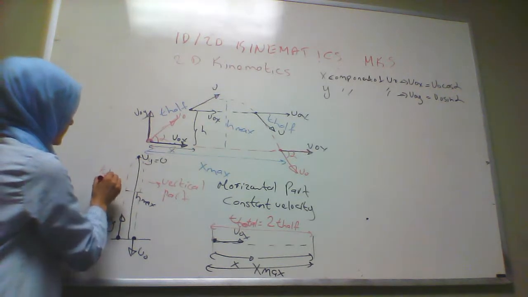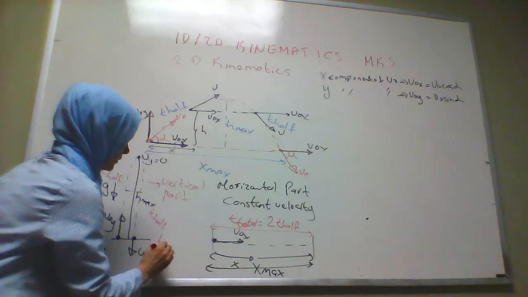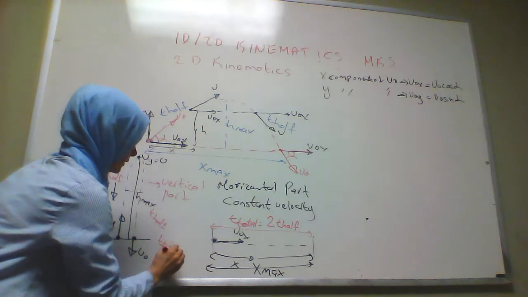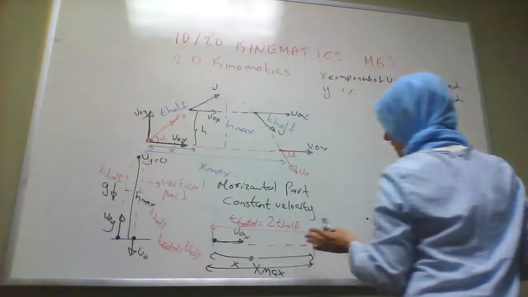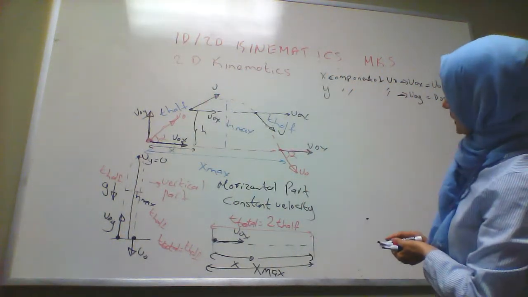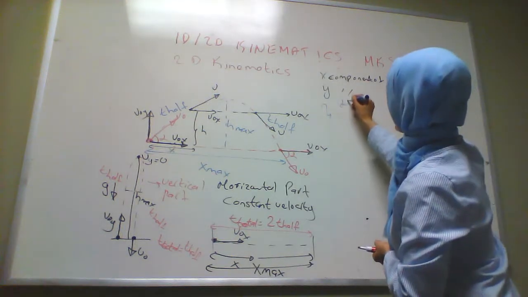And we here have the t half again, and t total is equal to 2 times t half. Now, along the horizontal, we have a very simple motion. Let me give the equations for horizontal motion first. So, horizontal part.